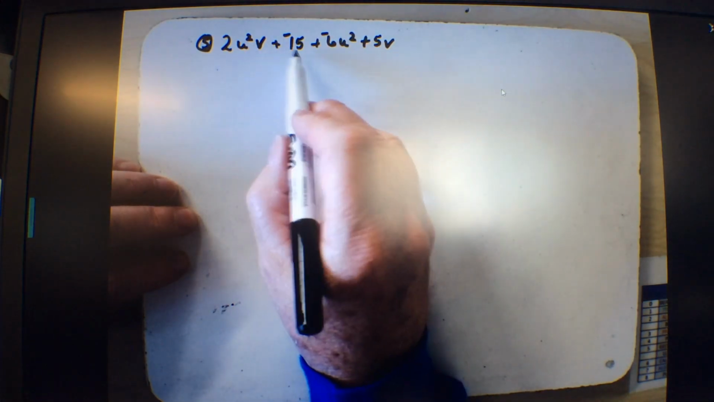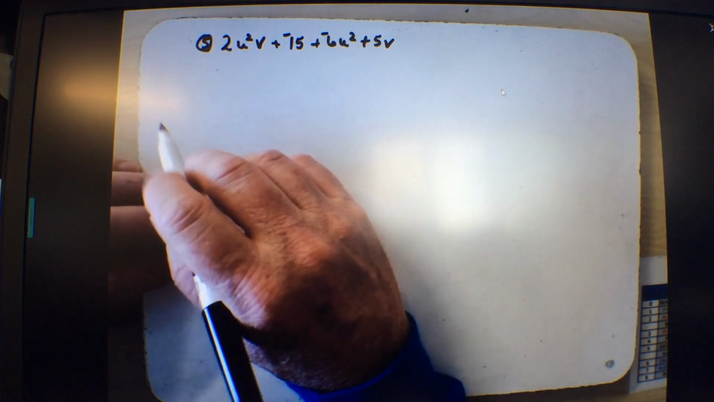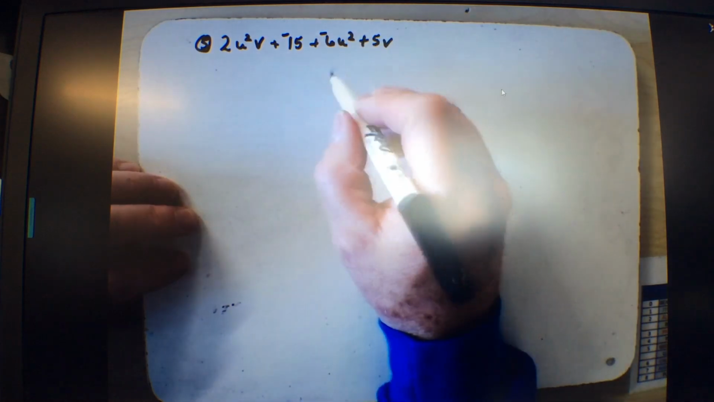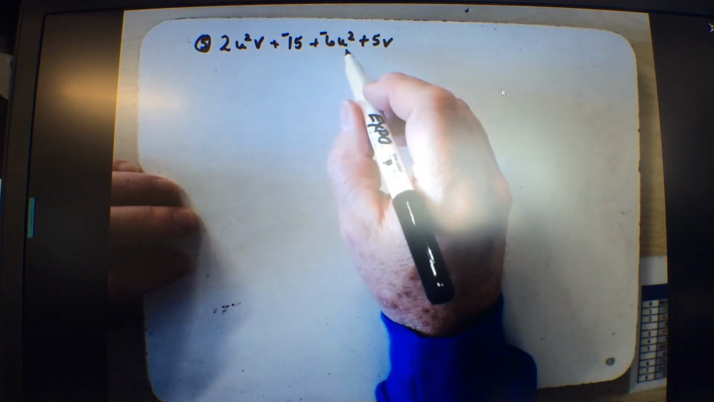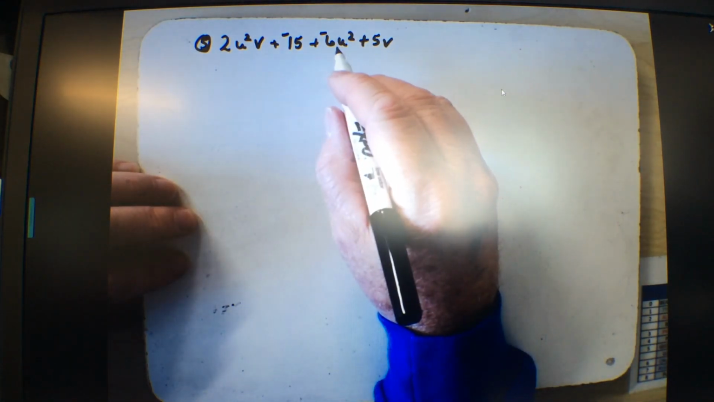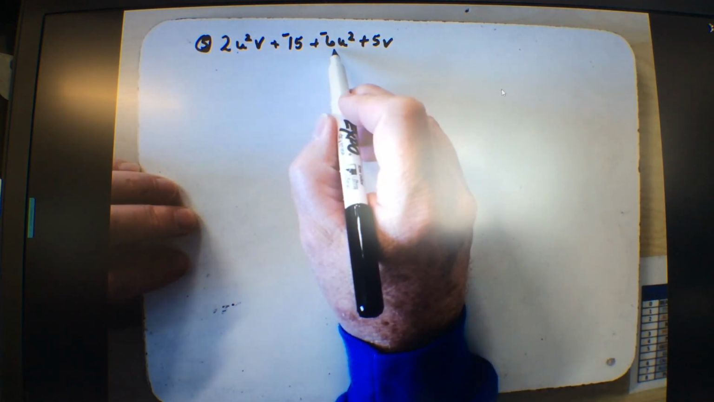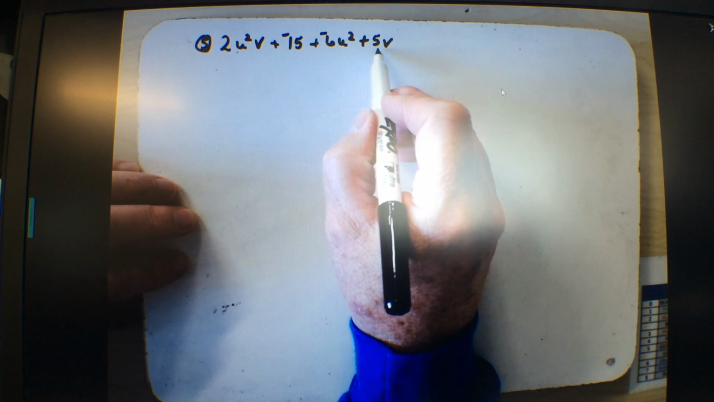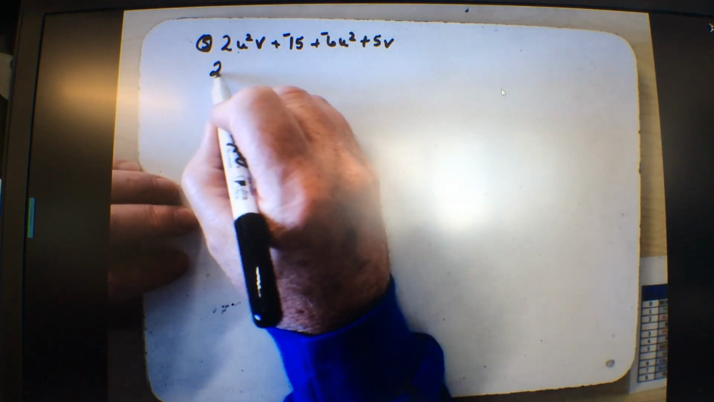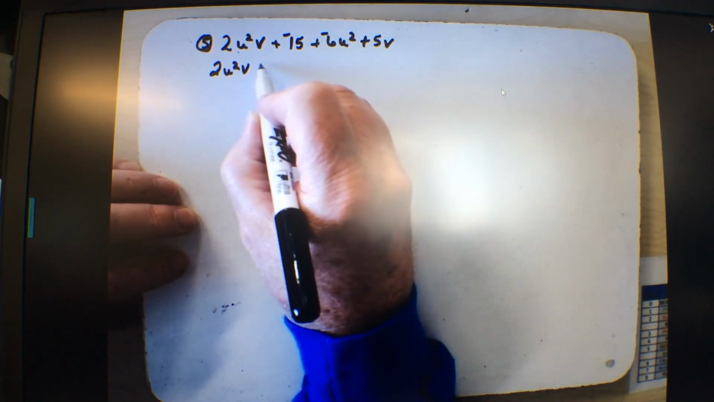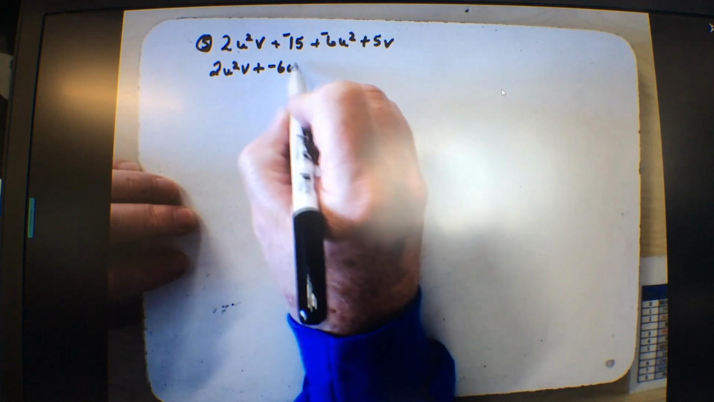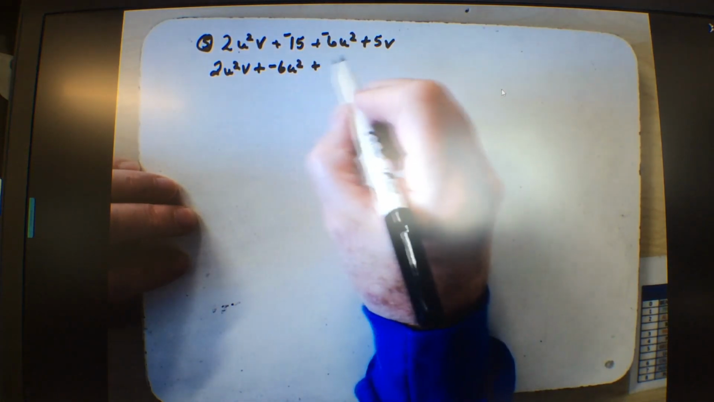Now, if I look at these two, do they have anything in common? No. These don't either. So what should I put together? Could I put this one and this one together? And this one and this one? All right, so let's do that. 2u squared. What property am I using? I'm using the commutative property.